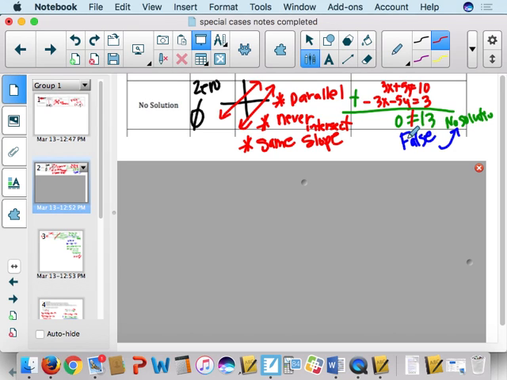So when you're using elimination and both variables cancel out, you're either going to have no solution or infinitely many. Now, most of the time, you're going to see that this is no solution. We'll look at the example next where it shows infinitely many and what that looks like with elimination.